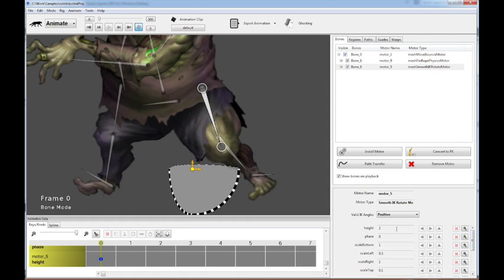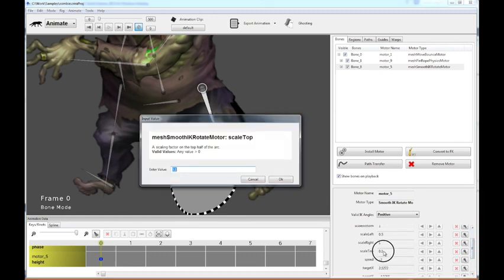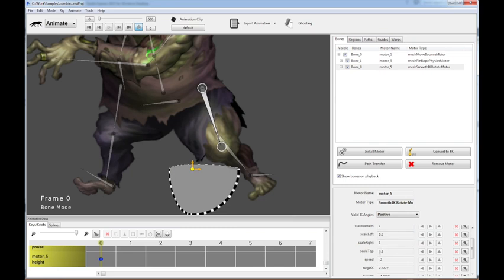So I've set the height to 2. Okay, so that just uniformly scales it by 2 in the y direction. But the way I lopped off the top part of the shape is I set the scale top. You see this? Scale top. It says the scaling factor on the top half of the arc. I set the scale top to 0.1. Okay, so that lops off the top part.